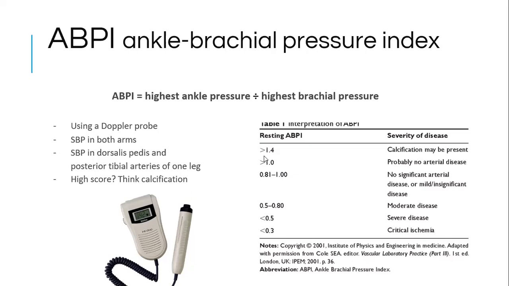The thing to keep in mind is that a number greater than 1.4 doesn't necessarily mean you've got great blood flow to your legs. What it might mean is that the artery is calcified and it's hard, and actually no matter how much pressure you're putting, you can't squish it. So you might have arterial disease, but you just can't squish the arteries very well from outside.